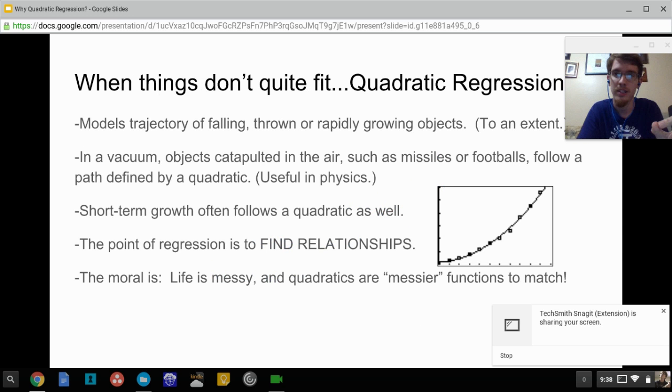The next kind of regression that's really common is quadratic regression, which we're going to be dealing with. And this is when things don't quite fit right. They just don't quite fit. Quadratic regression works great for modeling the trajectory of falling, thrown, or rapidly growing objects. And I say rapidly growing to an extent. Because really, in a vacuum, which in physics, that's kind of what you care about.